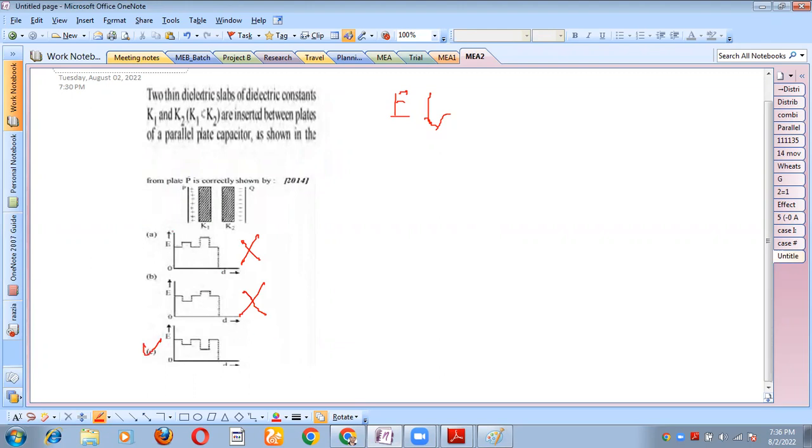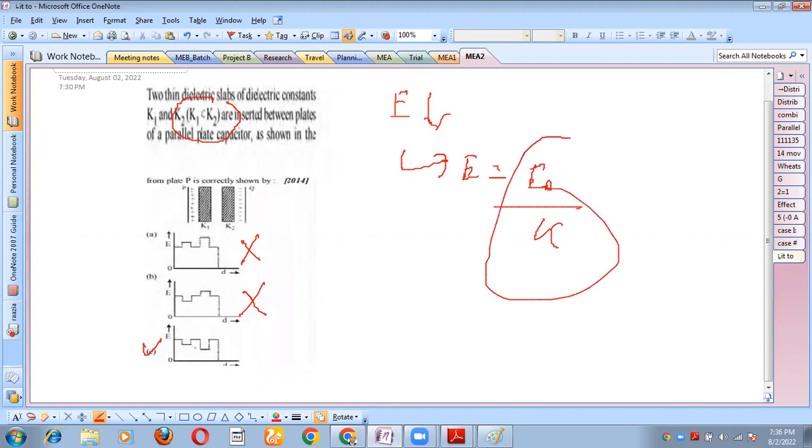The electric field must decrease. Here the dielectric constants are different. What happens to the electric field? E becomes E naught by K. So their values will be different since the dielectric constants are different, but the electric field must decrease. So the correct answer should be C. Understood my point?